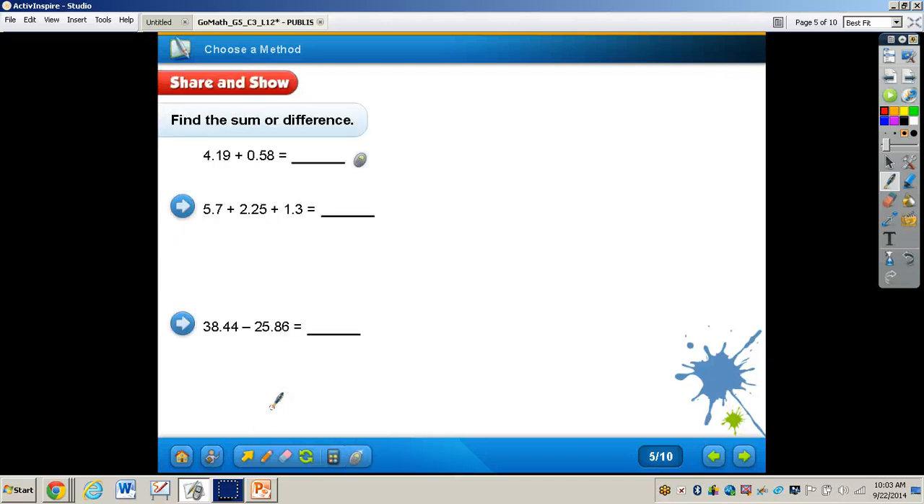Okay, I want you to work through these problems with me. I do want you to write these down in your math journal. You will not have enough room in your Go Math book. Okay, so let's write these down. And the first one we can just do simple lining up the decimal points.